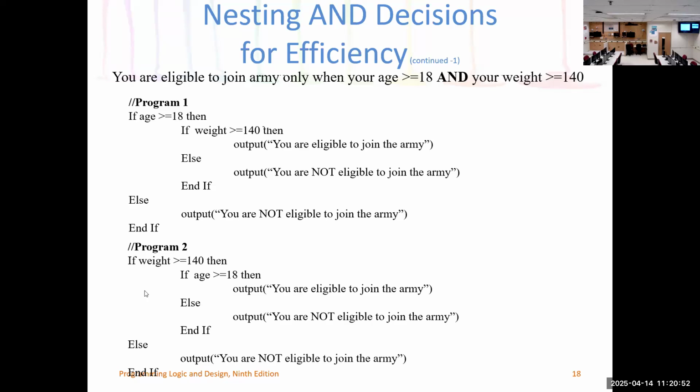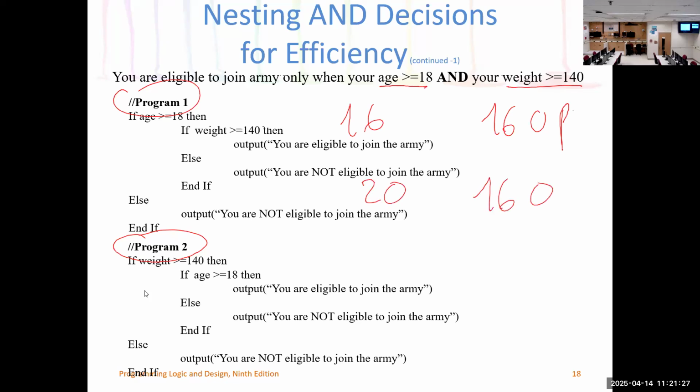In this program, I have two programs here, program number 1 and program number 2. You can see that both programs deliver the same output. I make the decision here: one is only able to join the army when his age is greater than or equal to 18 and his weight is greater than or equal to 140. Now, I'm asking you about this one. If I have someone who is 16 and 160 pounds, what do you think? Is he able to join or not? No, right? And how about this guy, 20 and 160? Is he able to join? Yes, because both decisions are correct.